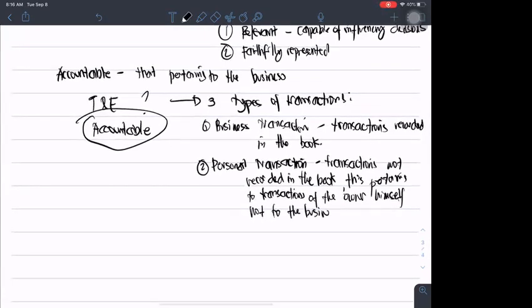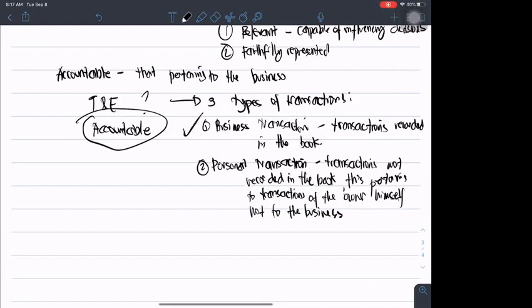Okay, so we have here a transaction. However, the transaction is a personal transaction of the owner himself and not of the business. I know you have researched this one. We have here a separate entity, in which the business is separate from the owner. Therefore, personal transactions of the owner are not accountable. If the transaction pertains to the business, that is accountable. Take note, business transactions are accountable.